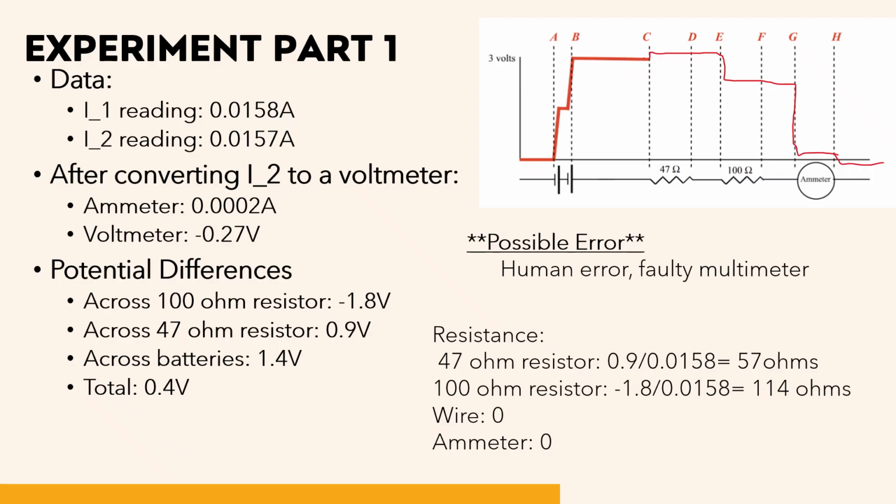The total was 0.4. Technically it should be 0 across the entire circuit, adding all those up, but there was probably some human error or a faulty multimeter involved in the readings that we saw. So calculating the resistance from these, you just take the potential difference and divide by the initial current reading. We got 57 ohms for the 47 ohm resistor and 114 ohms for the 100 ohm resistor. Again, error probably contributed to the fact that these are not super close to what they're actually supposed to be.